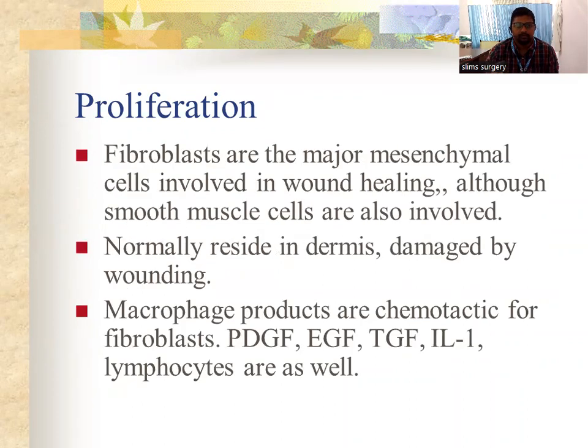So fibroproliferation is all about the cells we are dealing with, fibroblasts. This fibroblast is the major mesenchymal cell involved in wound healing. Around 80% will be fibroblasts and 20% will be smooth muscle cells. These fibroblasts normally reside in the dermis, the deeper layer below the epidermis, and are damaged by wounding. So macrophage products are chemotactic.